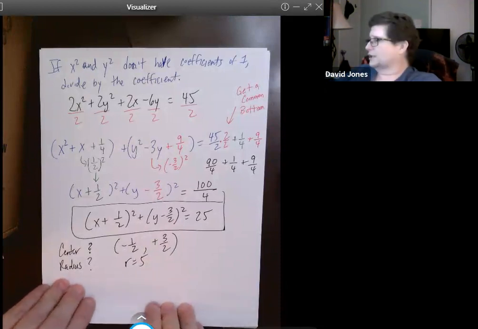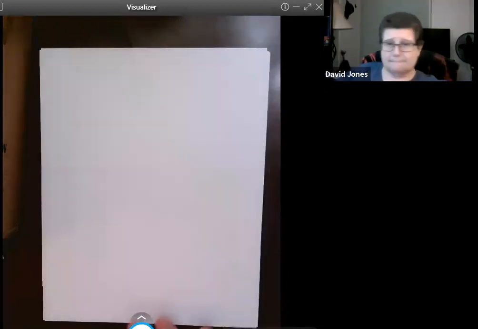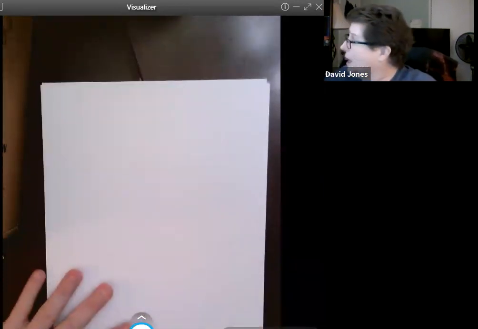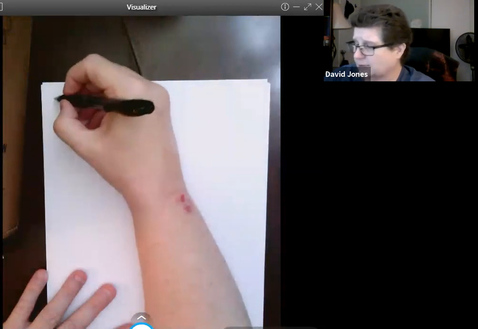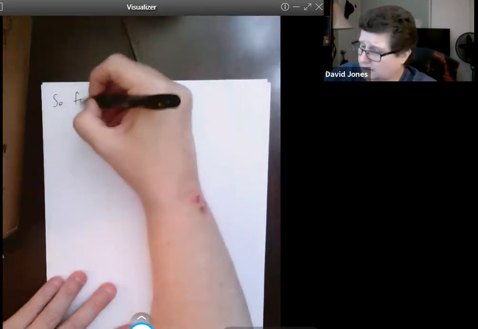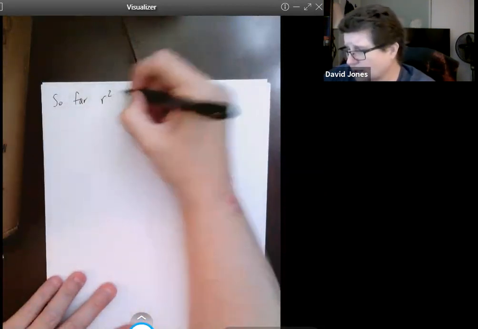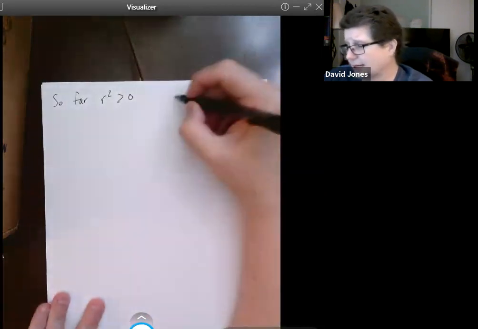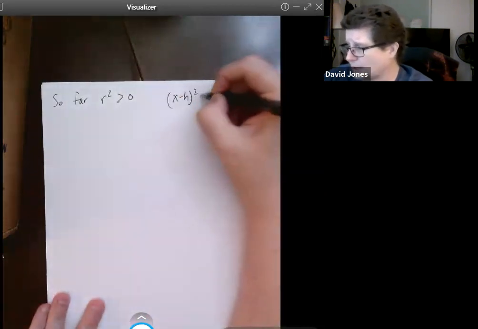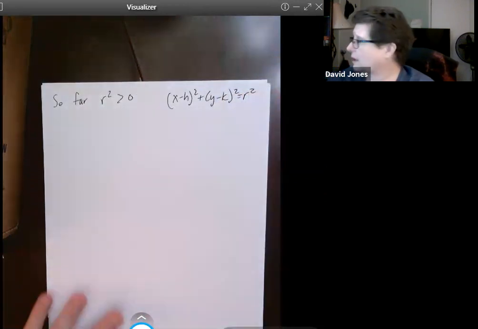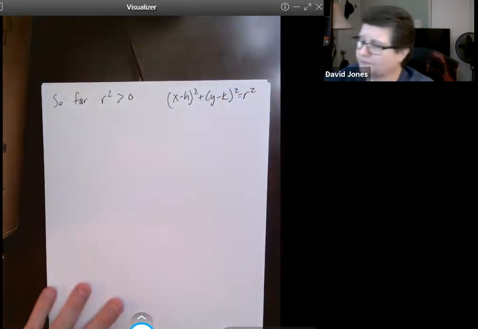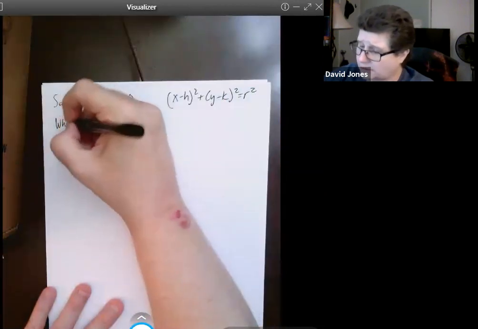Almost done, just a little bit more. So far, r squared has been greater than 0 in (x minus h) squared plus (y minus k) squared equals r squared. What if r squared equals 0?